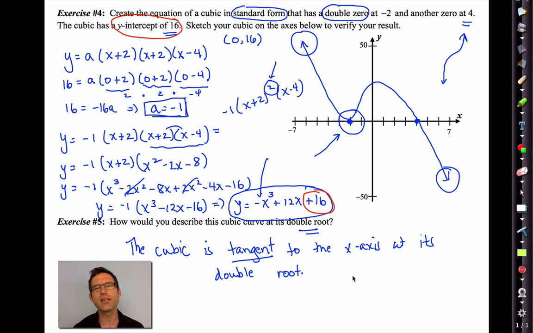And that should make some sense, because if it did cut through it, let me draw it in red. If it did cut through it, then the problem would be that there would be 3 distinctly different roots. Here we have 3 zeros, or 3 roots. It's just that 2 of them are the same, if that makes sense.